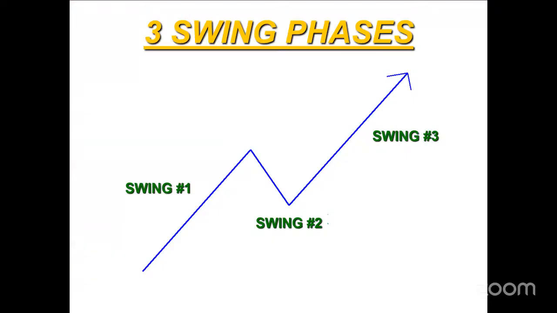For example, swing one is usually exemplified through some type of strong trend, either up or down. In this case, we're showing you a strong uptrend. And then we fall into swing two, which is mostly a counter trend, which is usually followed by swing three, which is a resumption of trend.